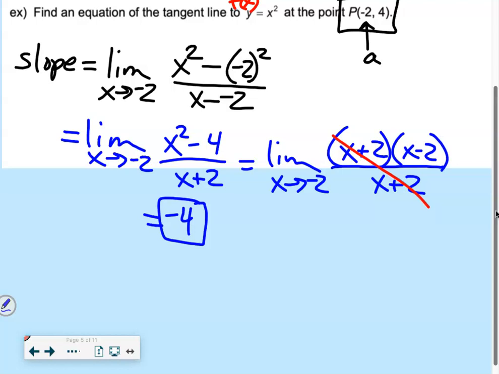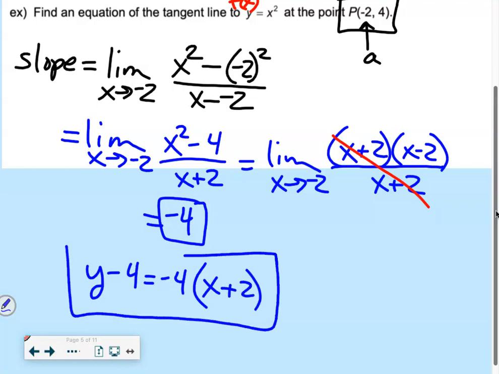Okay, so point slope form: y minus the y value of the point equals the slope times x minus the x value. Since it's x minus negative 2, you can just write x plus 2. And then you're done. You stop. Pencil down. If you simplify, that's on you, because if you simplify wrong, I have to take off. But if you just stop here, you get full credit. So let's just stop here.